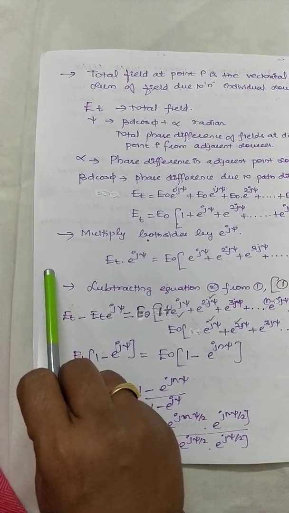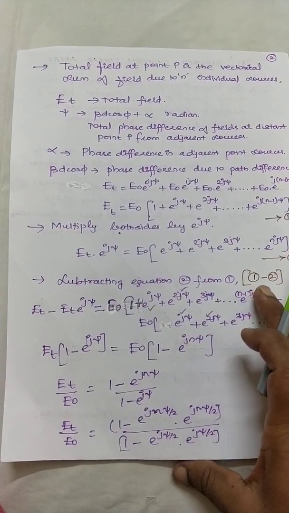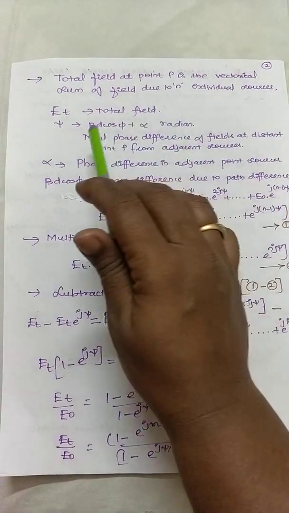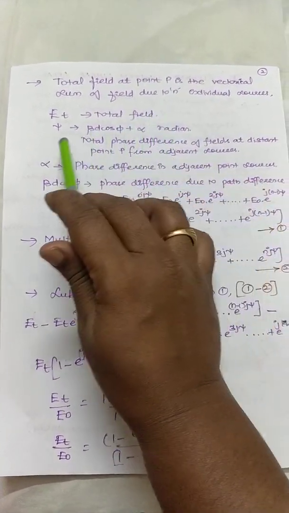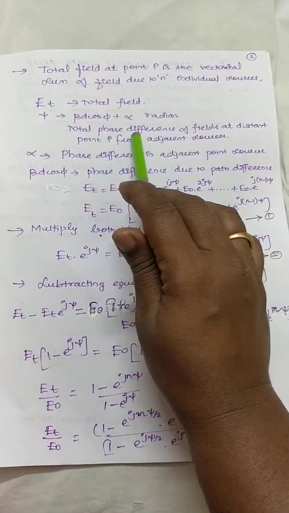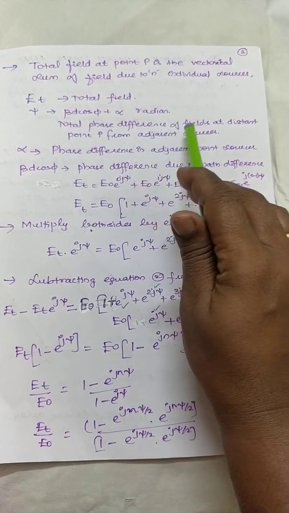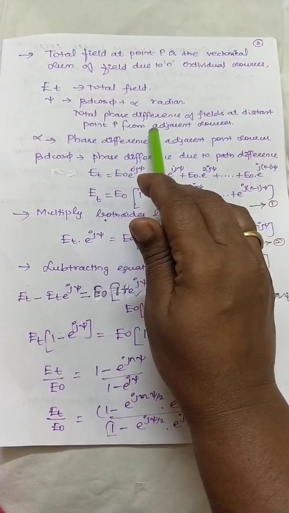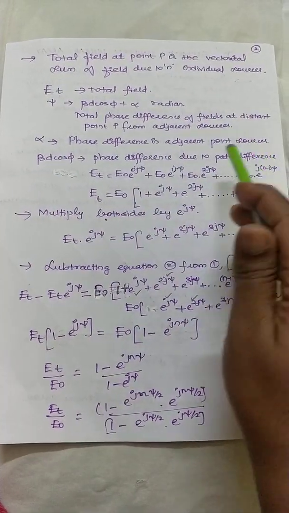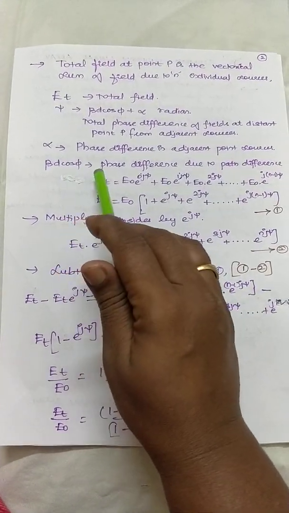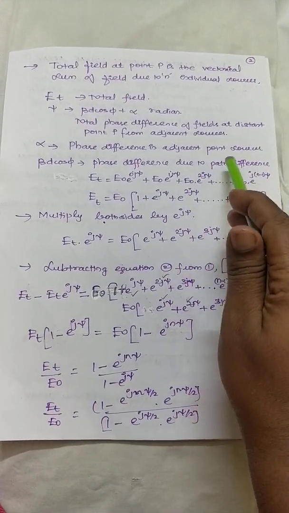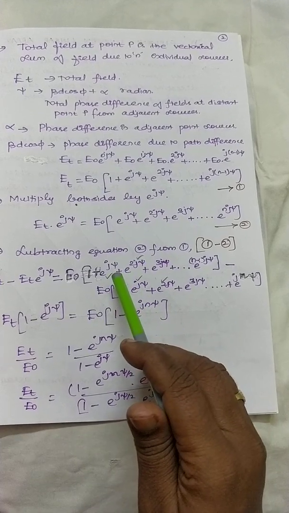Now the total field at point P is a vector sum of the various individual sources. Let us define Et to be the total field and psi to be beta d cos phi plus alpha radians, such that it is the total phase difference of the various fields at the distant point P with respect to the adjacent sources. Alpha is the phase difference in the adjacent point sources, and beta d cos phi is the phase difference due to the path difference, which we have seen from optics in the previous derivation of 2 point sources.